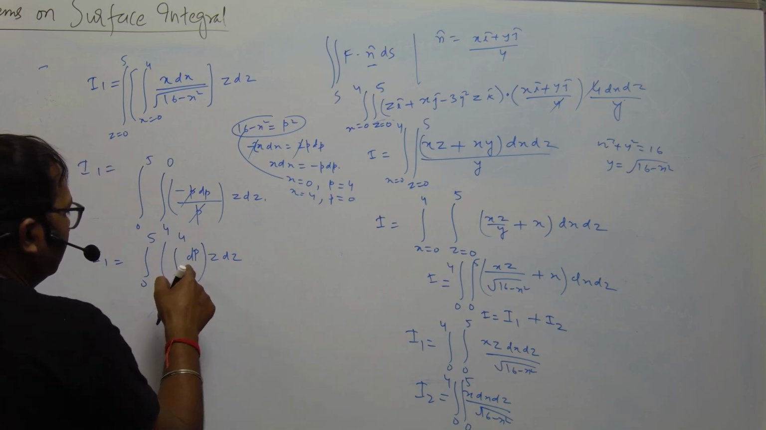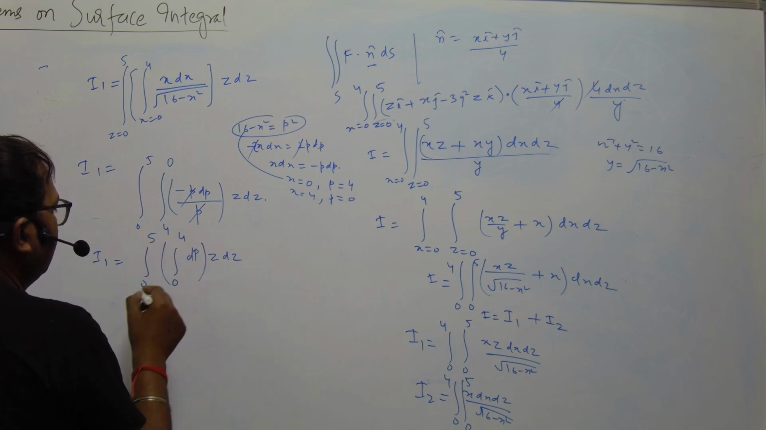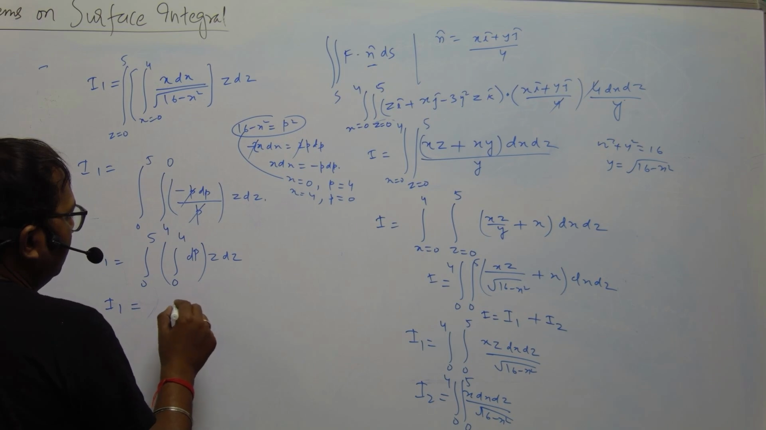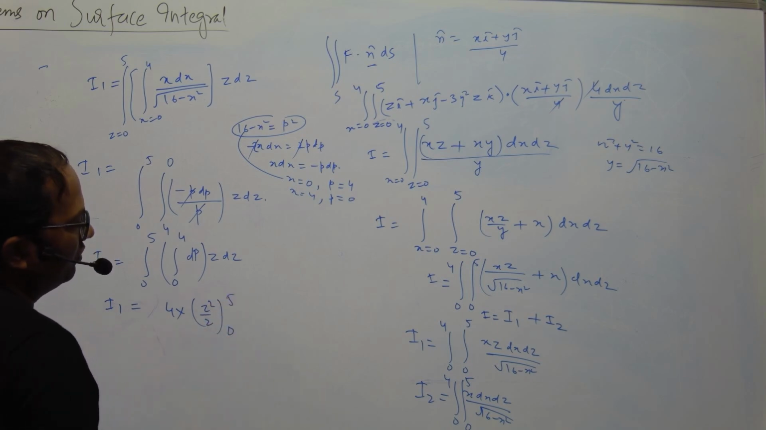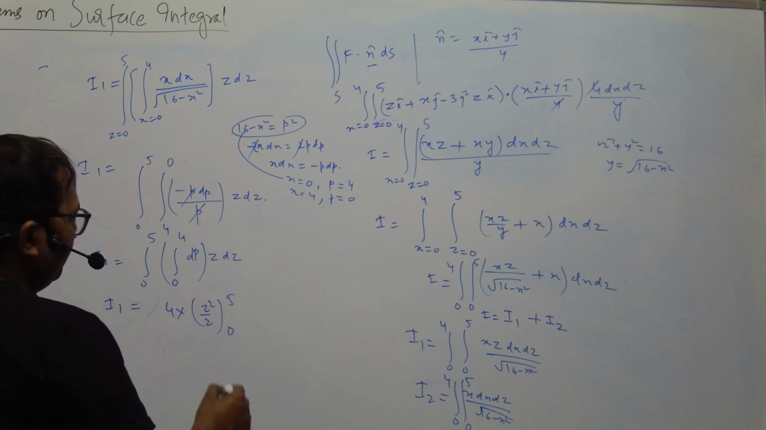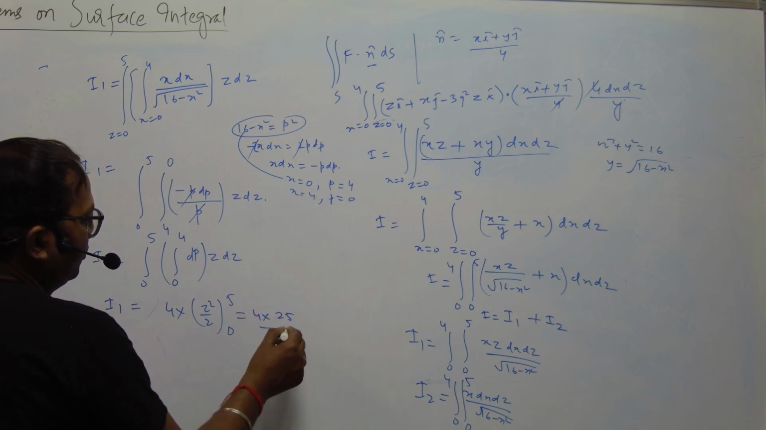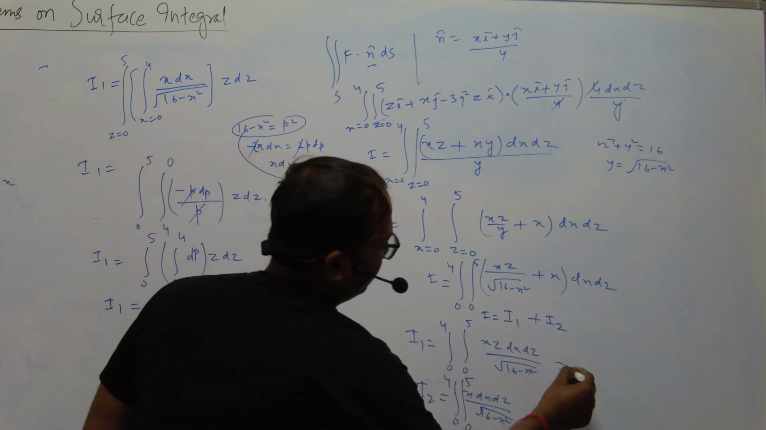The integral of dp is p, with limits 0 to 4, and this value is 4. So I1 is equal to 4 times the integral of z dz, which is z square upon 2, with limits 5 and 0. This equals 4 into 5 square upon 2, which is 4 into 25 upon 2, and this gives 50. The value of I1 is 50.